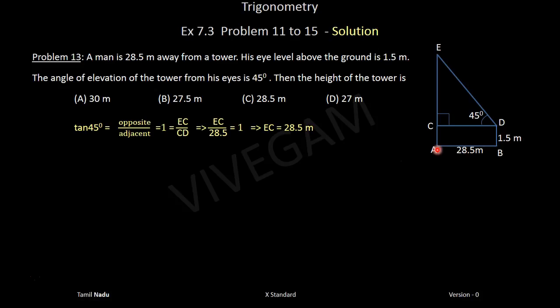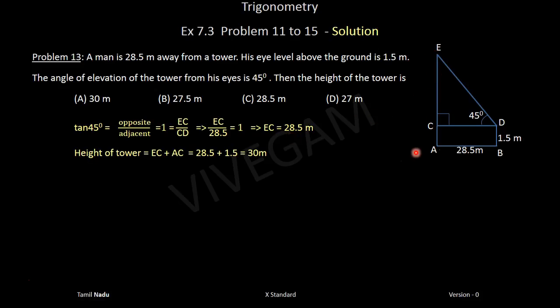Tan 45 is opposite by adjacent, so that is equal to 1. And in this case, it is EC divided by CD, right? So EC by CD, CD as I told you is equal to AB. So AB is 28.5 means this will be also 28.5. Similarly, BD is 1.5 and AC is also 1.5, right? So EC by 28.5 is 1, or EC will be equal to 28.5. So now we have found EC.